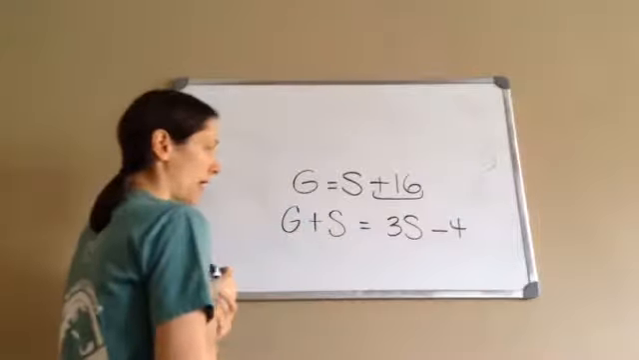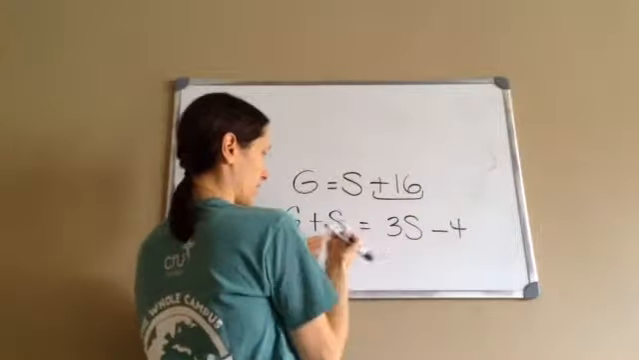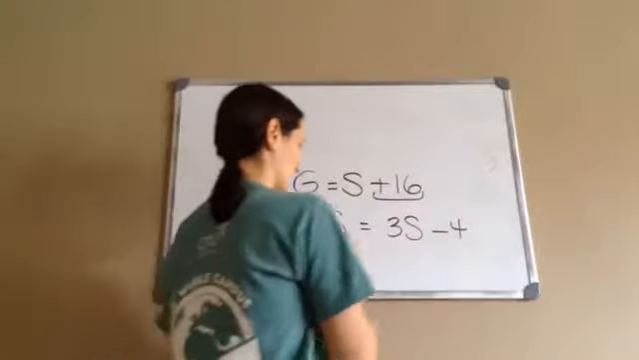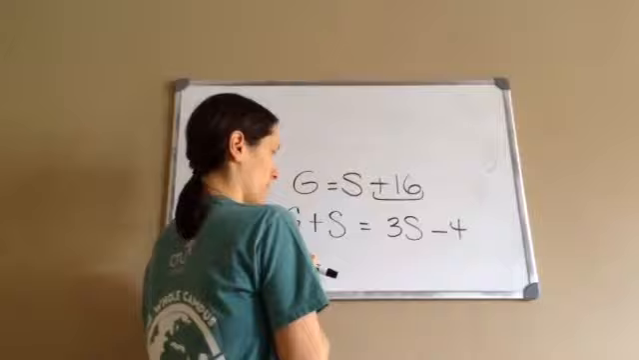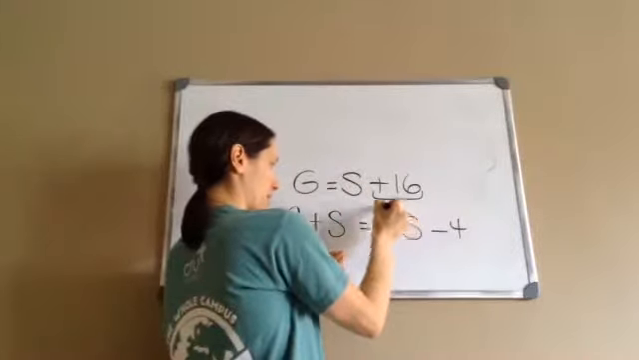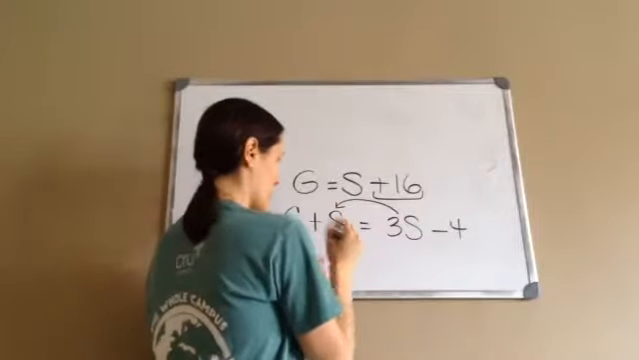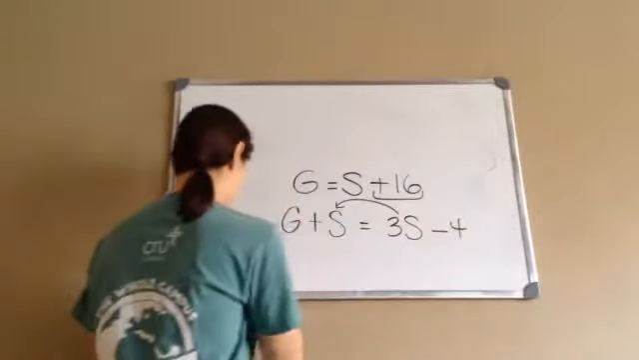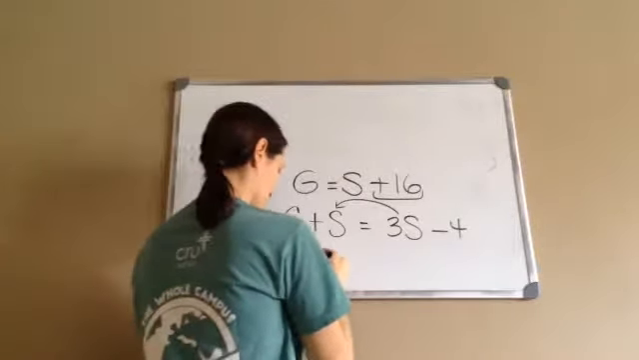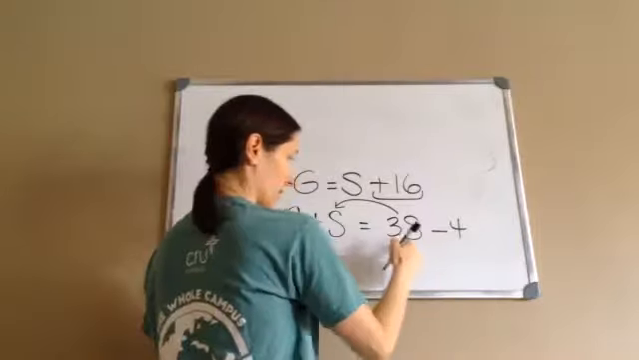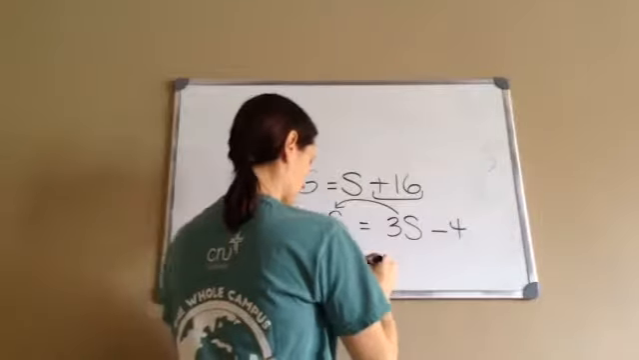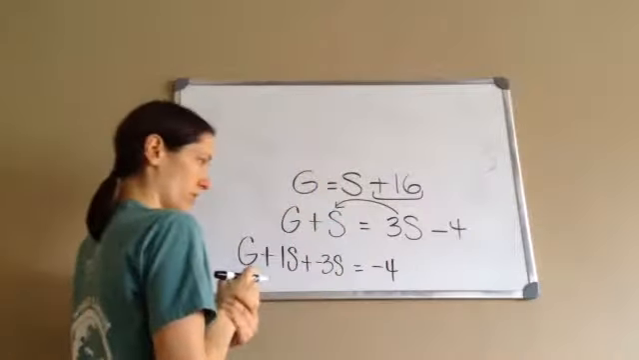As you can see, I have S's here and S's here, so I would want to put my S's together. I don't care which one we do, so let's put our S on this side. I'm going to bring this 3S over here. So then this will become G plus 1S plus a negative 3S. I move this positive 3S over to get a negative 3S equals, and then I've just got a negative 4, right?